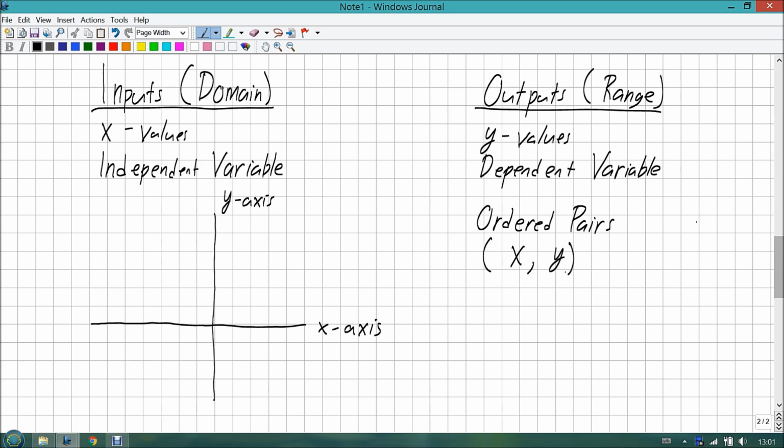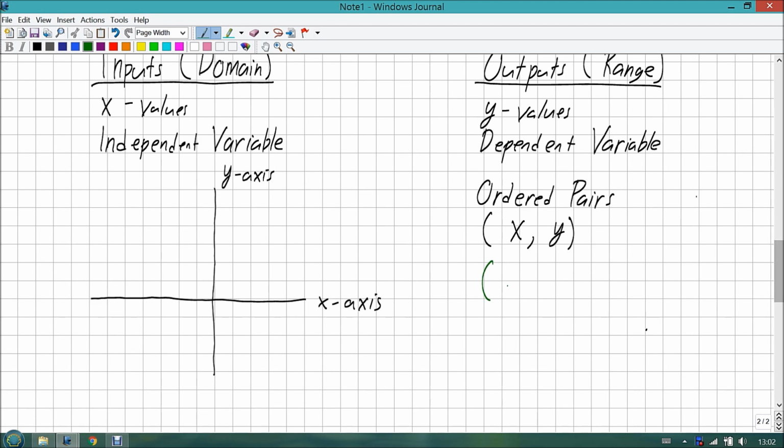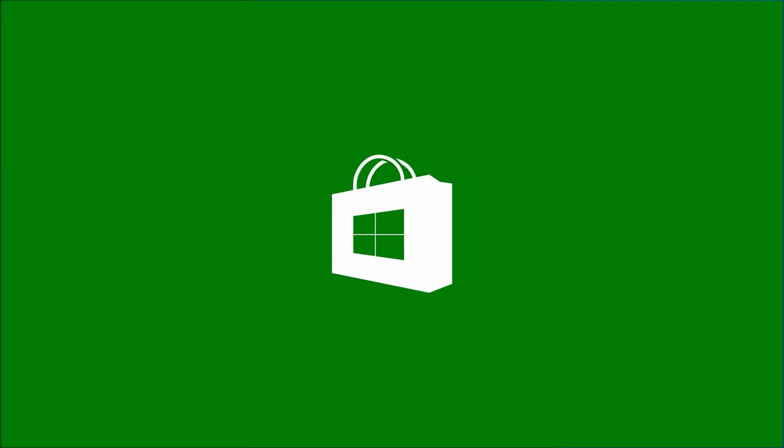X is our independent variable, it is our input, and y is our dependent variable, it is our output. And then we can put them on our axes by looking at different types of pairs. For an example, if I have the pair (2, 4), because it's an ordered pair, I know my 2 is my input, and my 4 is my output. That means that the 2 goes on the x-axis and the 4 goes on the y-axis.